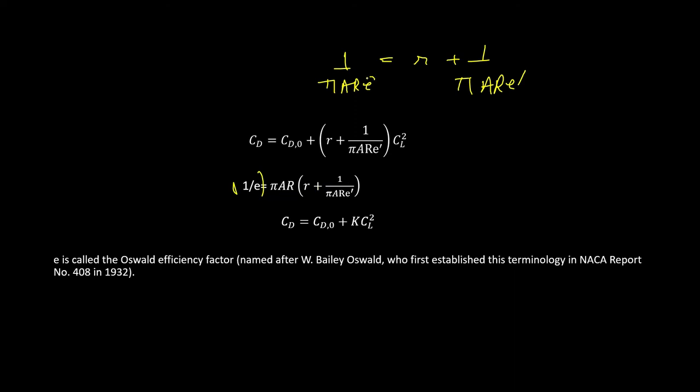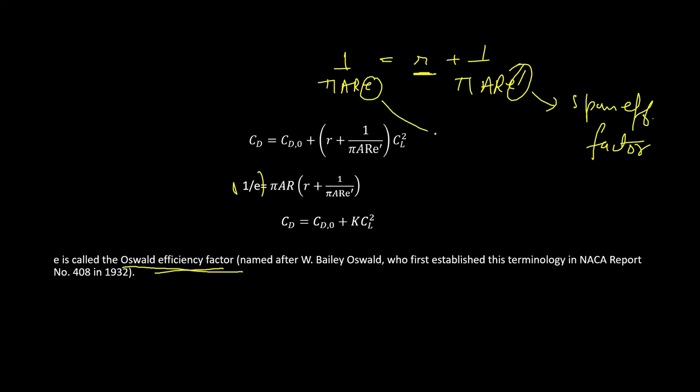Now here E takes into account this R factor as well, and E is known as Ostwald's efficiency factor, which is named after W. Bailey Ostwald, who first gave this terminology in a NACA report in 1932. So E is now the Ostwald's efficiency factor, and previously E dash was the span efficiency factor. This was span efficiency factor, and now we have introduced E, which is known as Ostwald's efficiency factor.